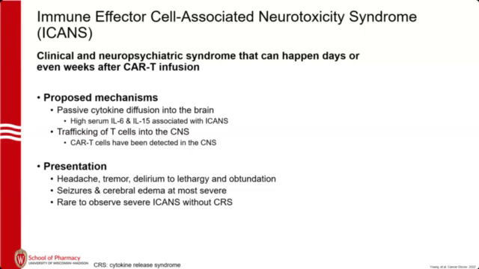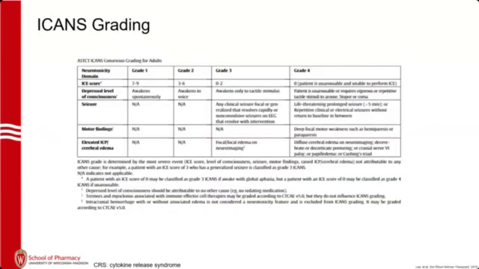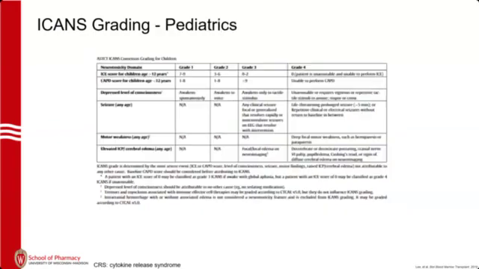And it's relatively rare to observe severe ICANS without CRS. So sometimes they go hand in hand for our patients. ICANS grading is here on the slide just for your reference. We also have the pediatric grading that's coming up as well. These patients are assessed with questions like where are you, who's the president, can you repeat this sentence back to us, every 8 to 12 hours. And that's graded on a scale as we go. And that's your first leading indicator for ICANS for these patients.